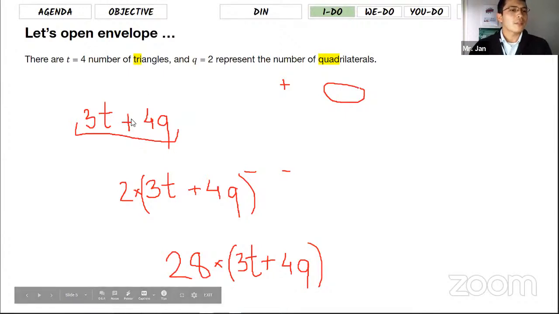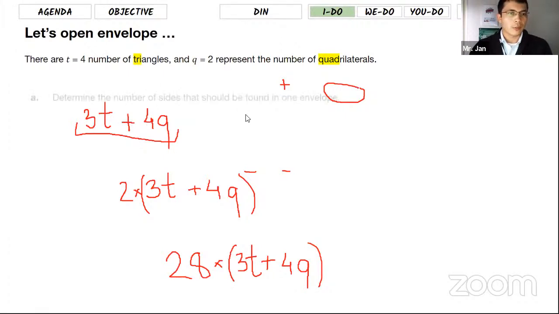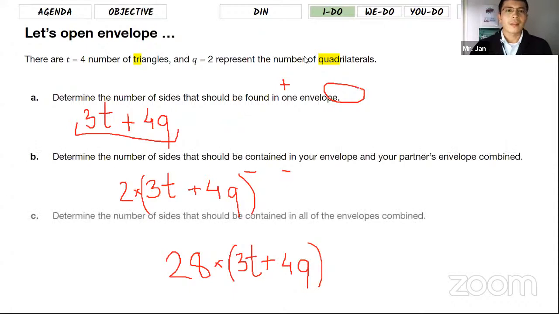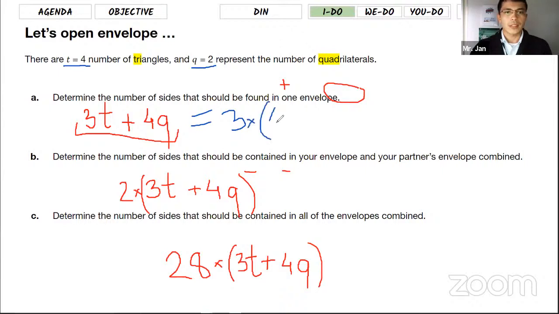In that case, how are we going to figure out how many sides for each student? Let's start with the first one. Let me go with a different color this time. I definitely know that there are 4 triangles and 2 quadrilaterals, so we need to put these values into these letters. For the first one, instead of T, I need to put the number value. It's 3 times T, and T equals 4, right? So I'm going to put 4, and plus, now we know the value for Q, it's 2. So instead of Q, I'm going to put 2.